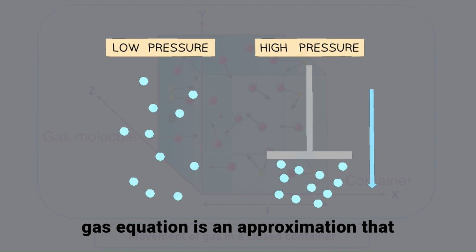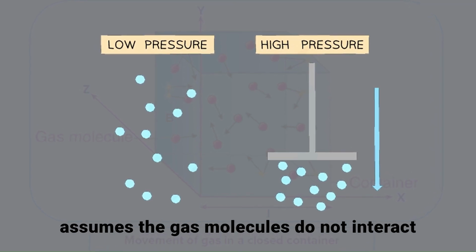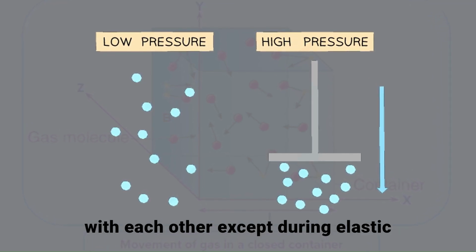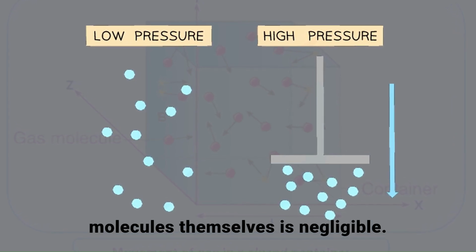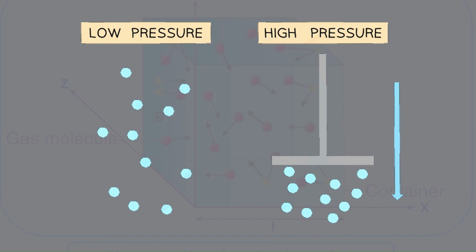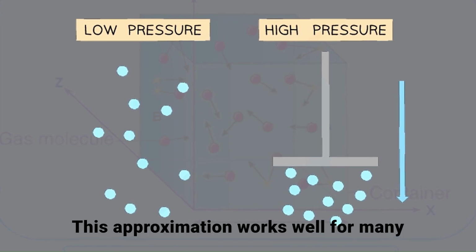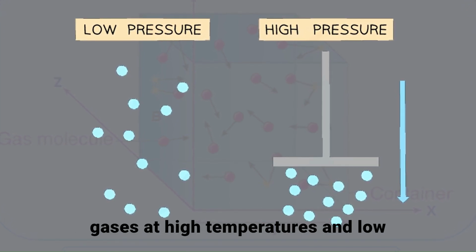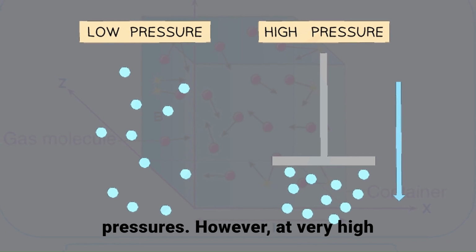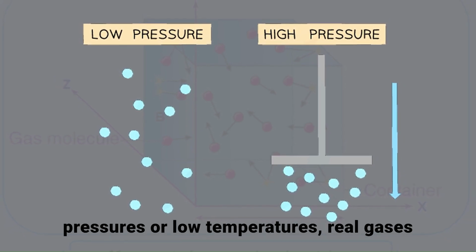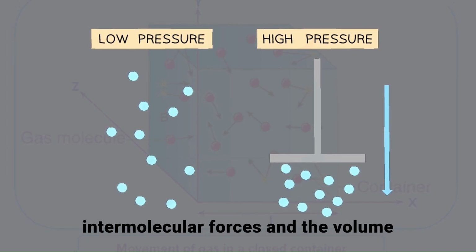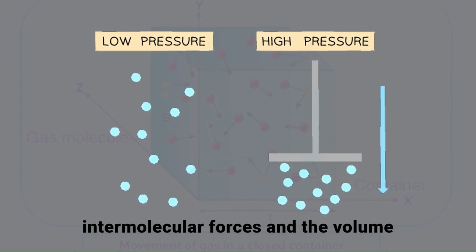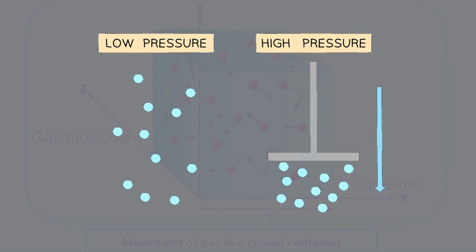The ideal gas equation is an approximation that assumes the gas molecules do not interact with each other except during elastic collisions, and that the volume of the molecules themselves is negligible. This approximation works well for many gases at high temperatures and low pressures. However, at very high pressures or low temperatures, real gases deviate from ideal behavior due to intermolecular forces and the volume occupied by the gas molecules.